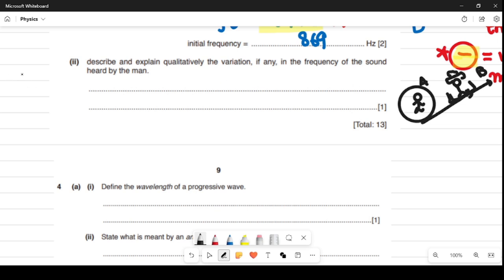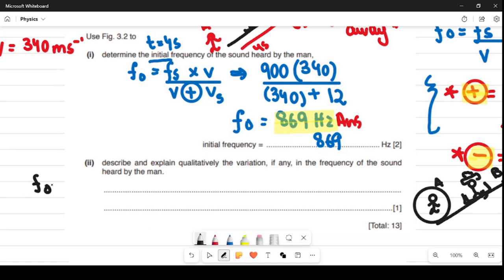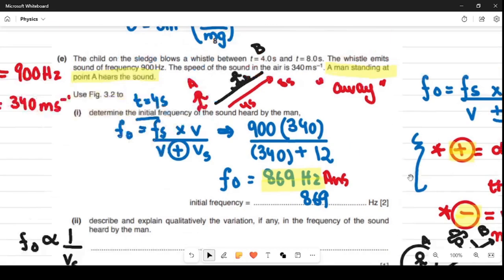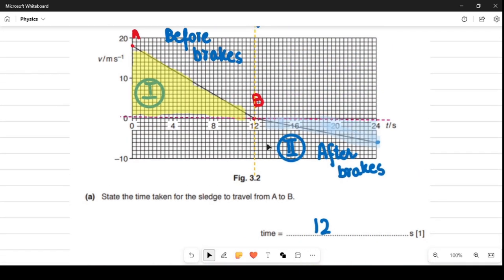For this, remember, using this formula, we know that the frequency heard by the man is 1 over the speed of the child and the sledge. So as they're going upwards, remember at point B the velocity becomes 0, right? We have already seen that the velocity of Mr. Child and sledge from point A was 18, at point B it becomes 0.